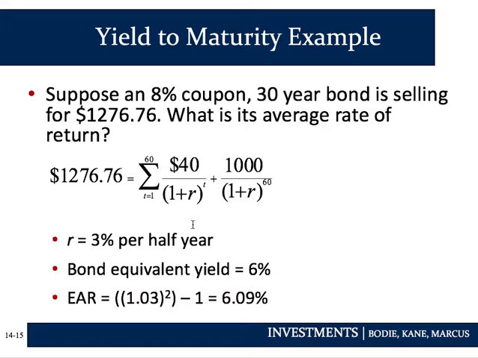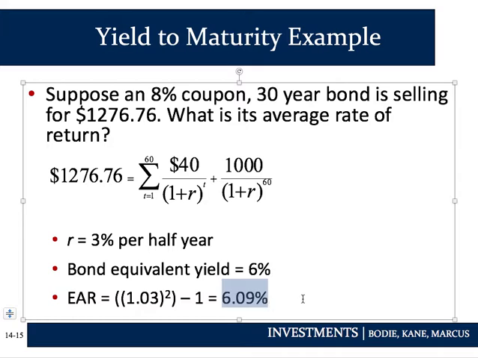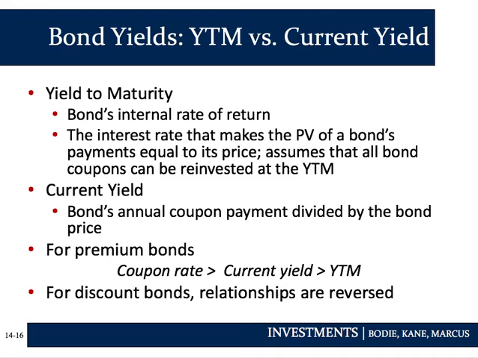If we solve for the bond equivalent yield of 6% and get the annual return of that, we take it to 6.09% because it's going to compound for the semi-annual payment. This is an example of yield to maturity. And of course, you can solve this also on your calculator. The bond's internal rate of return is the yield to maturity. And so the interest rate is what makes the present value of a bond's payments equal to its price.